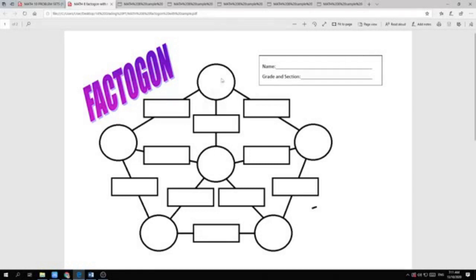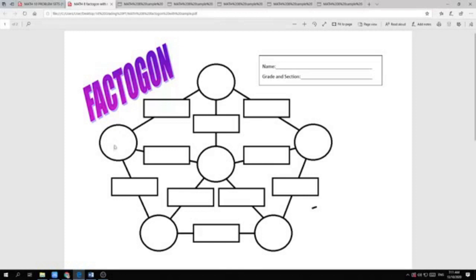Like for example, the circles there, instead of having circles, you will have, for example, flowers. So the circles there, you're going to make that flowers. Then for the boxes here, the rectangles, you'll be making this as leaves, for example. And do not forget, of course, the lines that connect each circle and rectangle.